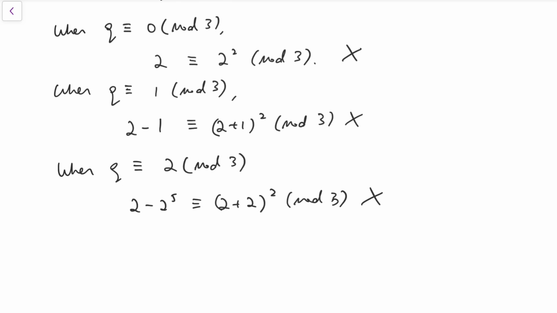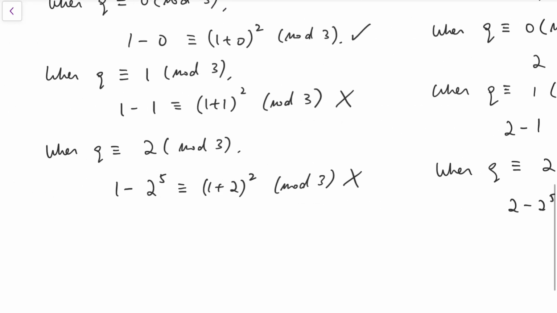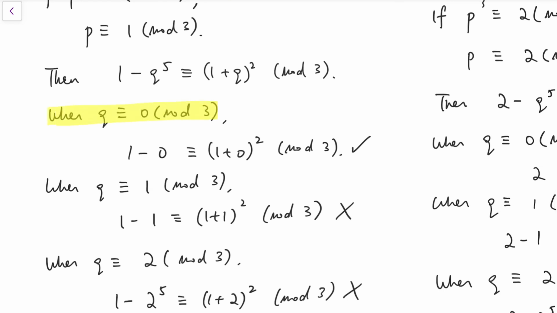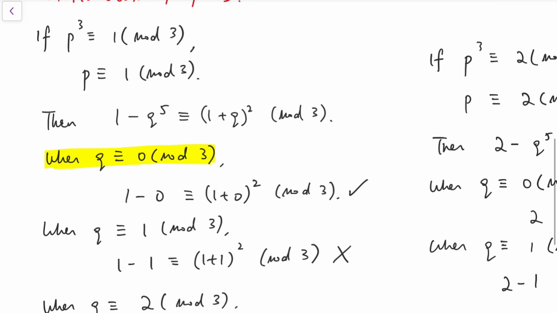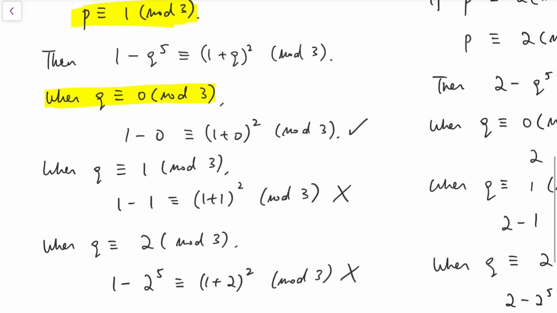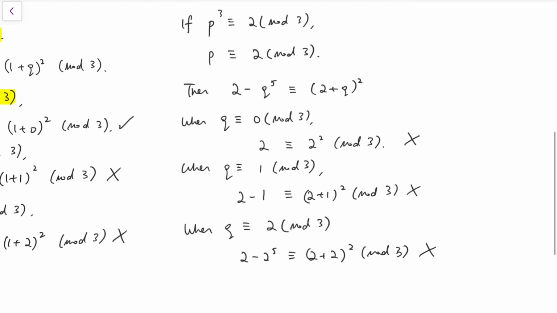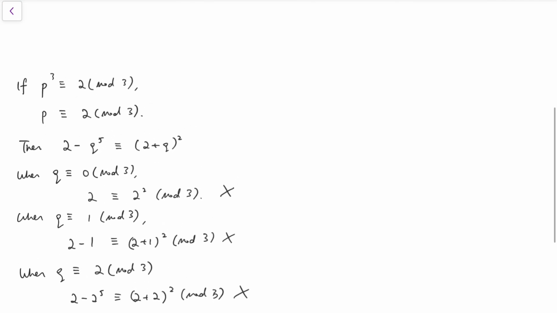So that means after looking at all the cases one by one, the only case that will possibly work is this one. Under the case that p is congruent to 1 mod 3 and q is congruent to 0 mod 3. So from this we know that p can't be 3 instead, but q has to be equal to 3.